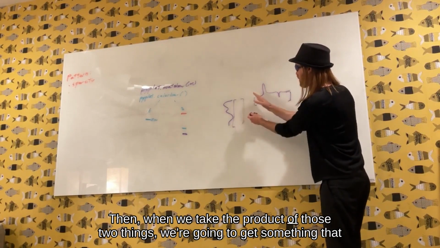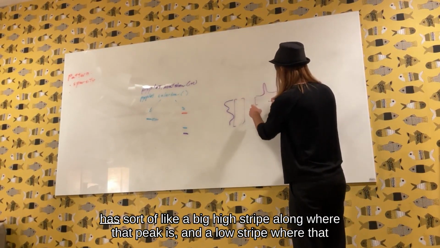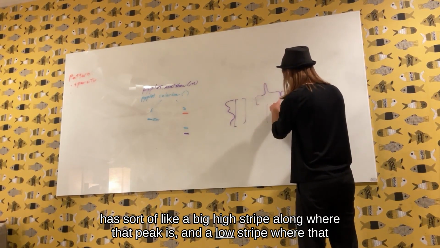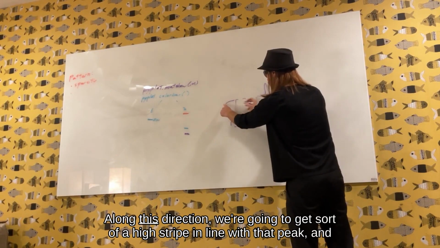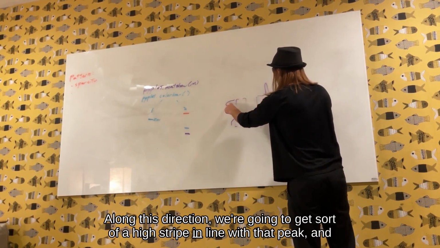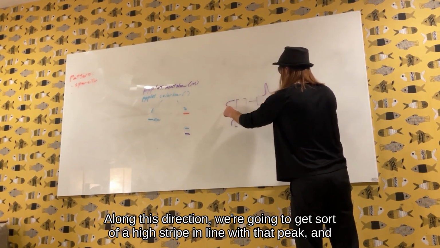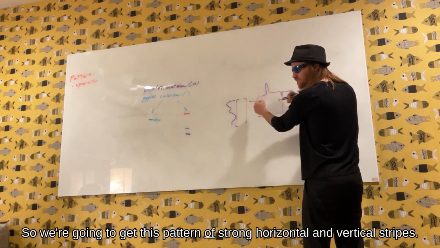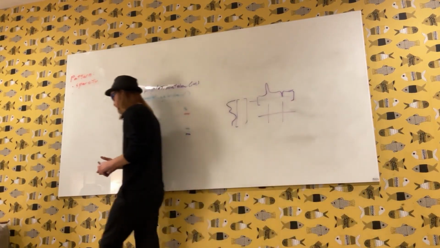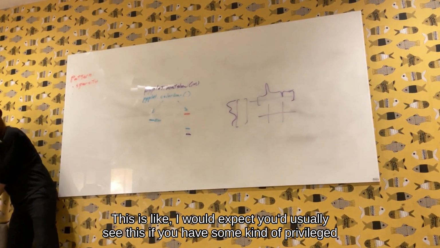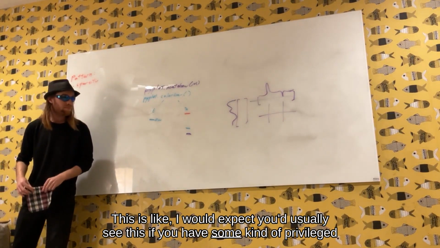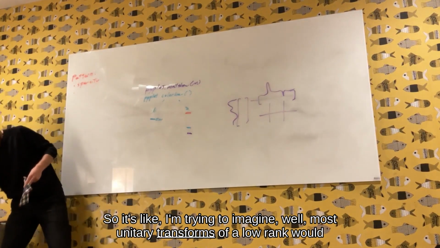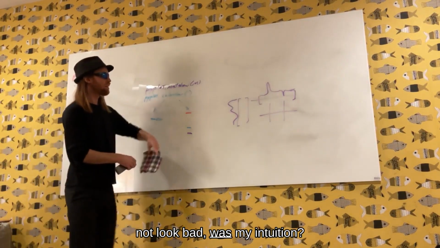Then when we take the product of those two things, we're going to get something that has a big high stripe along where that peak is and a low stripe where that peak is. Along this direction, we're going to get a high stripe in line with that peak and a low stripe in line with that valley. So we're going to get this pattern of strong horizontal and vertical stripes. I would expect you'd usually see this if you have some kind of privileged basis like this one. Because trying to imagine, most unitary transforms of a low rank would not look plaid. Was my intuition?